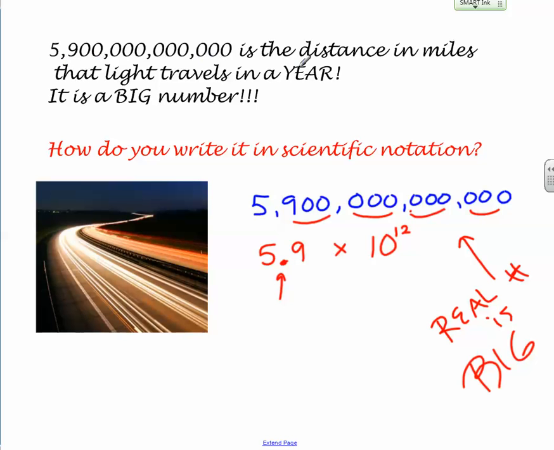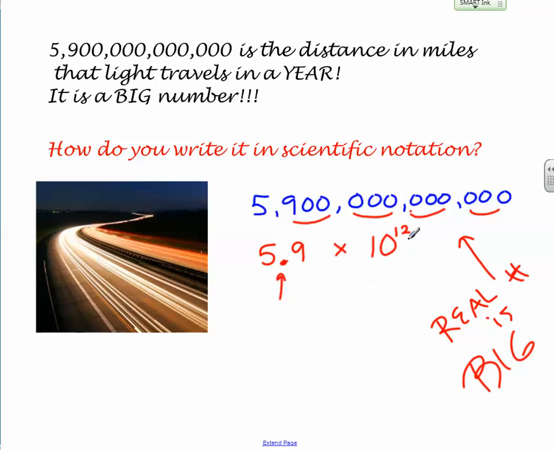5,900,000,000,000 miles is the distance that light travels in a year. It's a really big number, and the question was, how do you write it in scientific notation? So the first thing you have to figure out is, where do I put the decimal in this number? So I have a number that is bigger than 1 but less than 10, and this is the only place I can put it. If I put it in front of the 5, it's less than 1. If I put it after the 9, it's bigger than 10. The only place I can put it is here. So the decimal part is 5.9, multiplied by a power of 10.